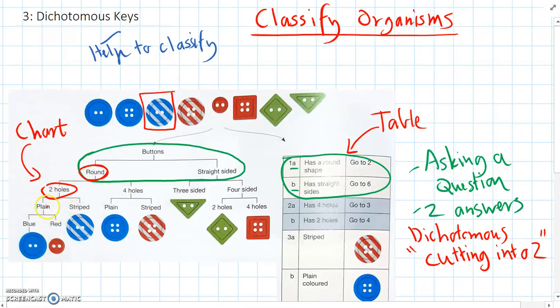Now the next question says, is that button plain or is it striped? And we'll circle striped. So now we've classified our button. It's round with 2 holes and it's striped. And every other button we could classify by asking the same questions and following down to the bottom of the chart.